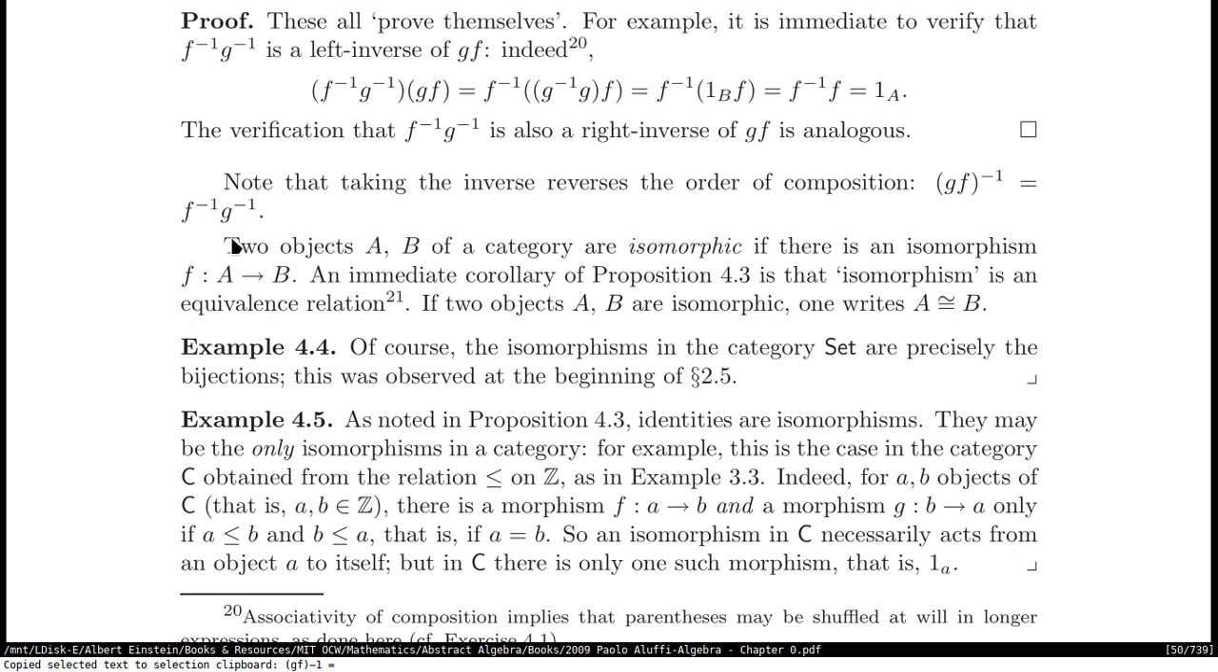We almost forgot this: if two categories have an isomorphism between them, then they're isomorphic, and you write them in this manner. This is also the symbol for congruence, but here it is the symbol for isomorphism. So A is isomorphic to B. This is how you read it.